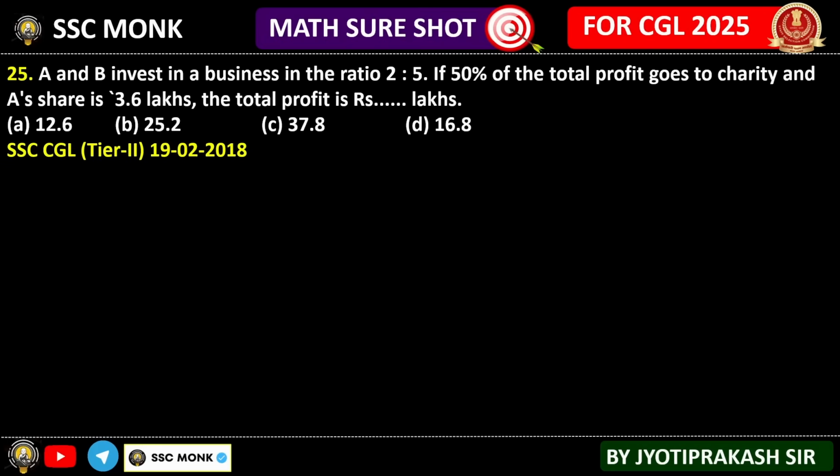Clear? Next. A, B invest in a business in the ratio of 2:3. 50% of the total profit goes to charity. Simple homework. And you will answer these homework questions in the comment.